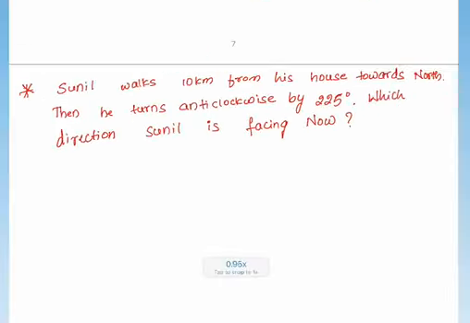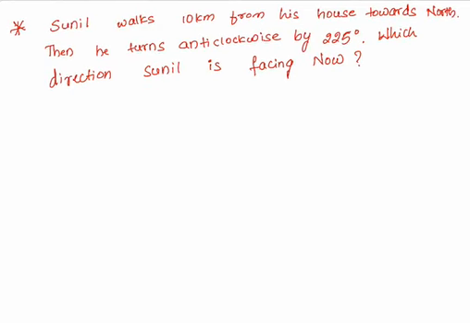This is a very important question. This type of question has a high possibility of coming in the exam. Here Sunil walks 10 kilometers from his house towards north. This is Sunil's house. He walks 10 kilometers from his house towards north. Then he turns anti-clockwise by 225 degrees. It is very important.